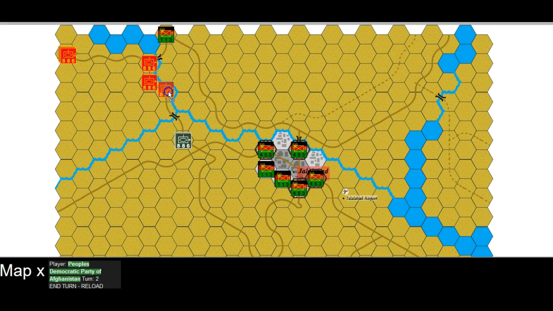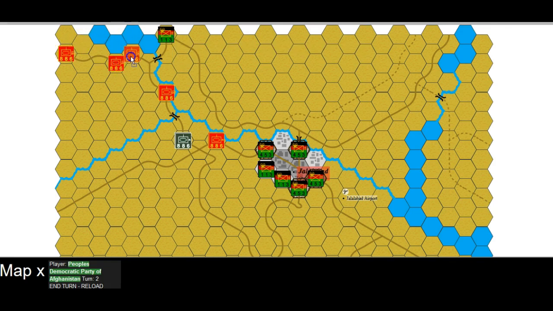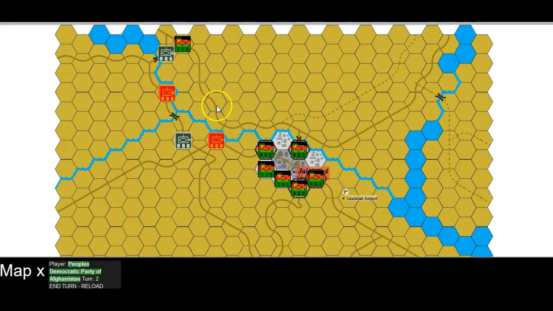Meaning we can just sweep straight through with this. And these units should be able to come through here. Okay, that's as far as I can get. What I am going to do, just so that he doesn't start attacking supply lines, is I'm going to try and eliminate him. Well, that was a DR.